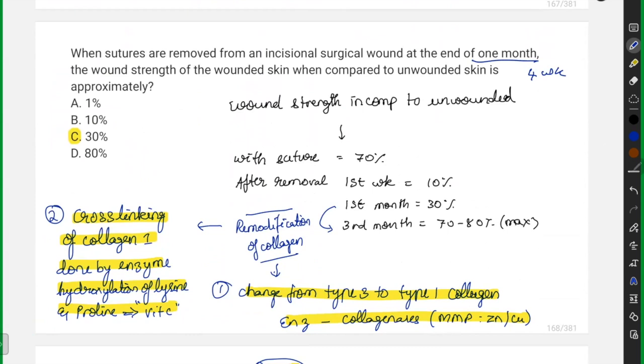So there is going to be a remodeling of collagen. At the third month, what happens? From the first month to the third month, type 3 collagen remodels to type 1 collagen in the presence of the enzyme collagenase, a matrix metalloproteinase, in the presence of zinc and copper.